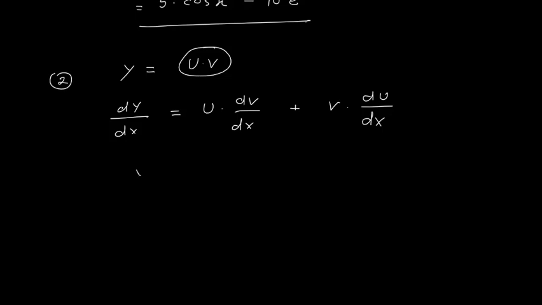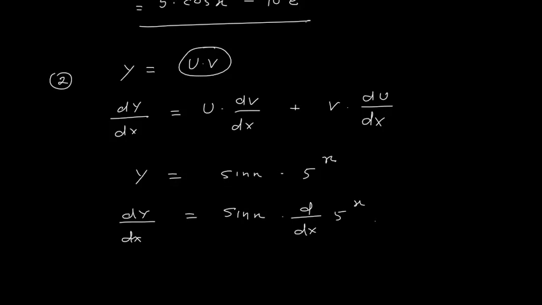Now for example, if I have y is equal to sin x into 5 power x, and I have to find its derivative dy upon dx. Here in this case u is sin x, so I will write sin x into d by dx of 5 power x plus v, that is 5 power x, into d by dx of sin x.